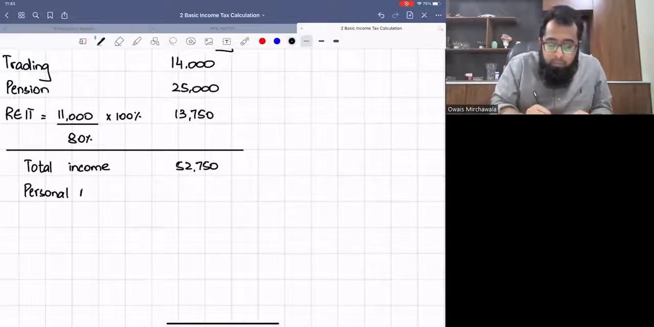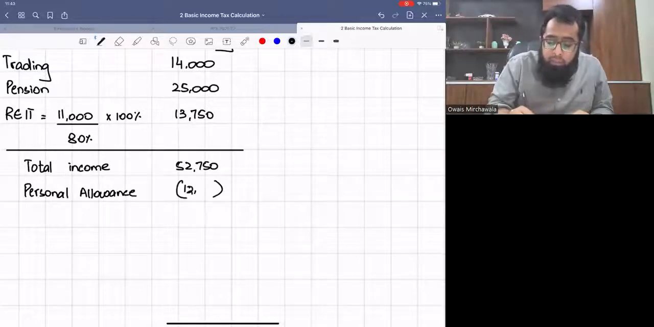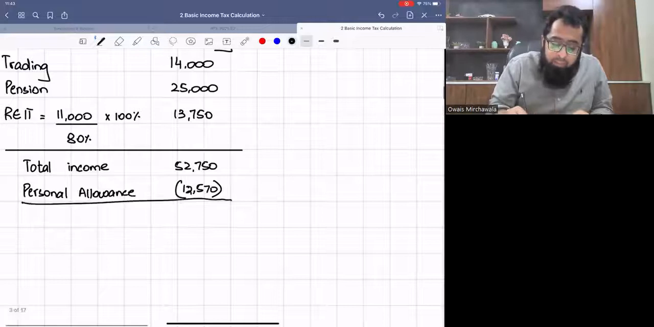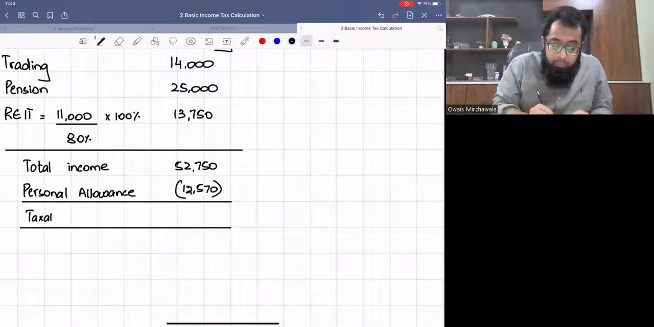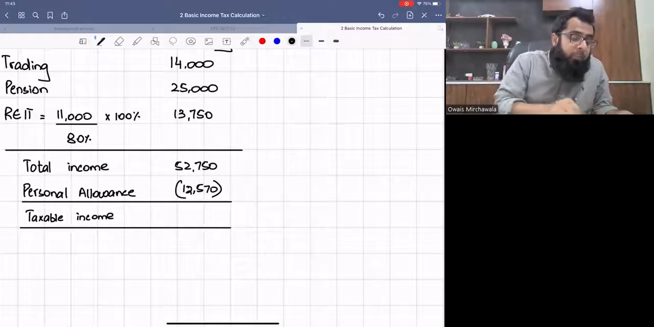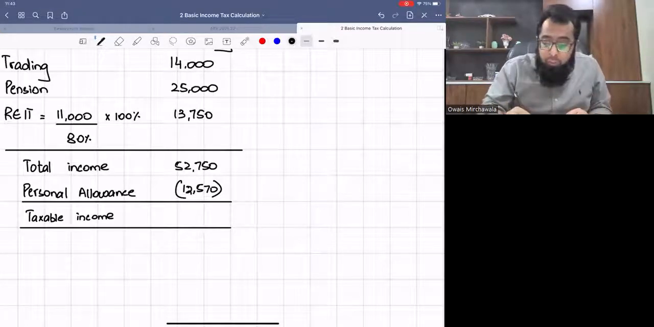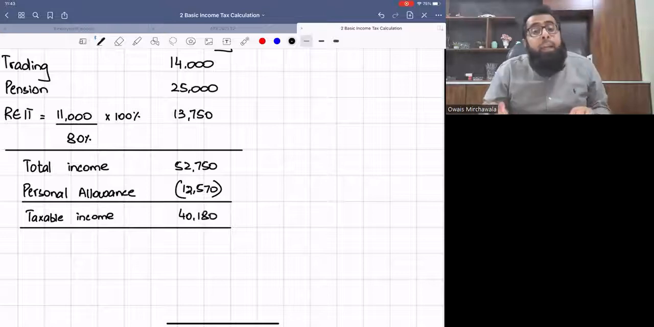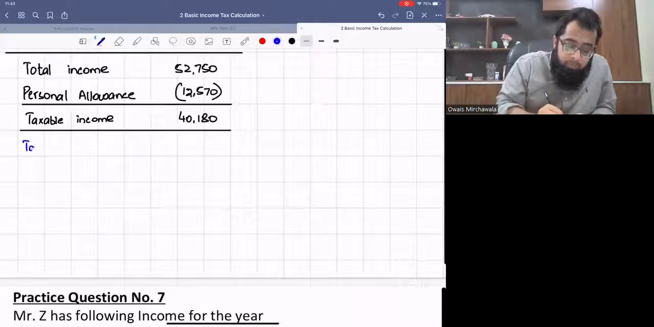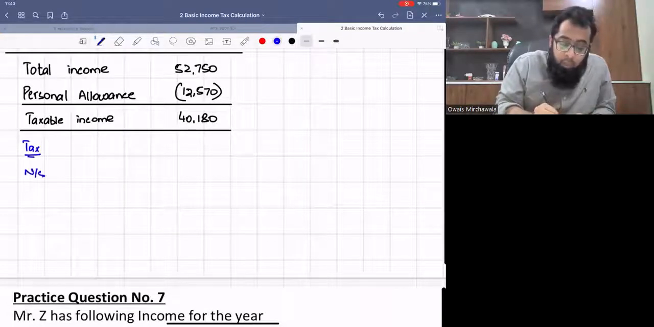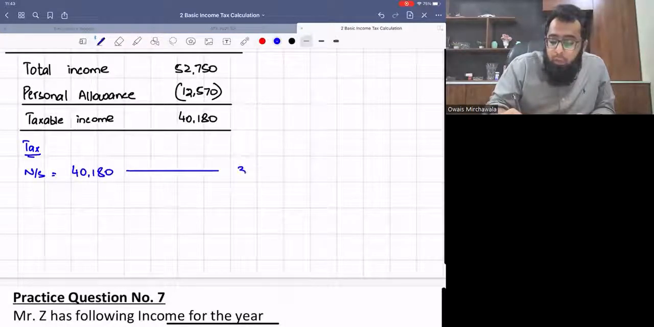Personal allowance, the amount of income which is exempted from tax, 12,570. So the taxable income will be 40,180. Now you'll apply tax on it. The non-saving income is 40,180.